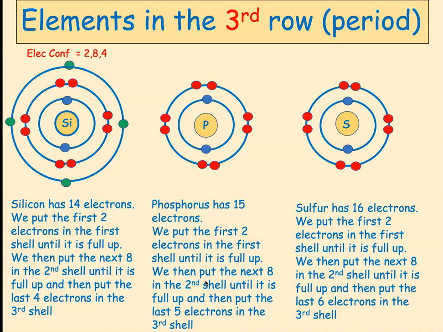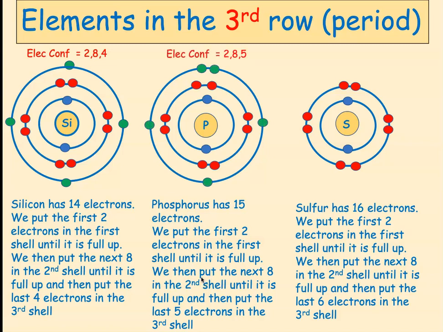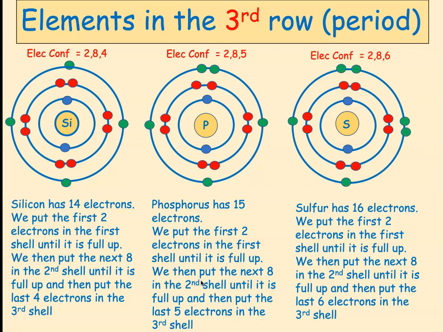Okay, so phosphorus has got 2 in the inner shell, 8 in the outer shell, and then we've got another 5 to fit on. 1, 2, 3, 4, 5. So its electronic configuration is 2, 8, 5. Sulfur's got 2 on the first shell, 8 in the second shell, and it's got 6 on that shell, and its electronic configuration is 2, 8, 6.